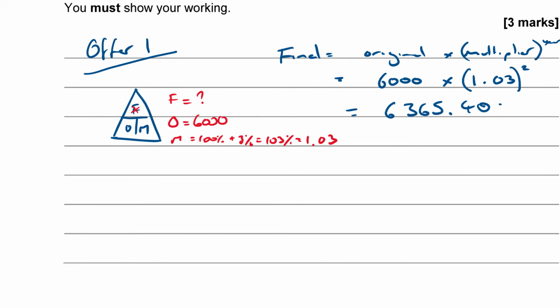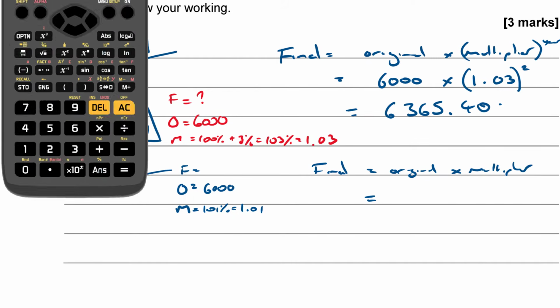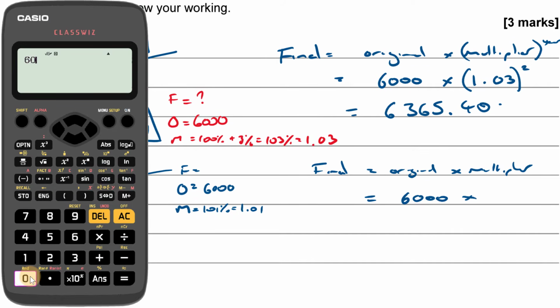6365.40. Okay, now offer 2 I'm going to have to do in 2 steps. So final is what I want to find again. Original is 6,000, and then the multiplier for the first year is 1%, isn't it? So it's 101%, which is 1.01. Okay, so then again, final equals original times multiplier, which is 6,000 times 1.01, which is what? It's just 6,060, isn't it?